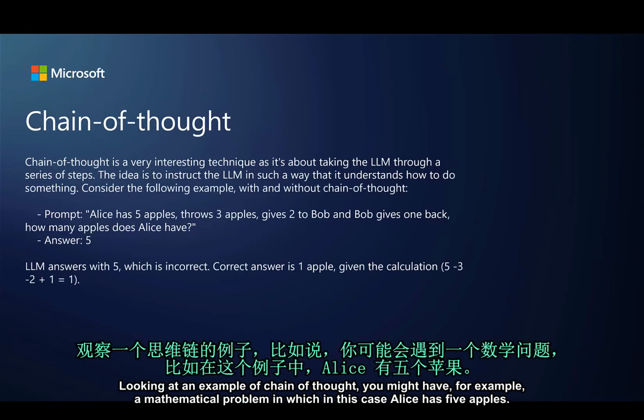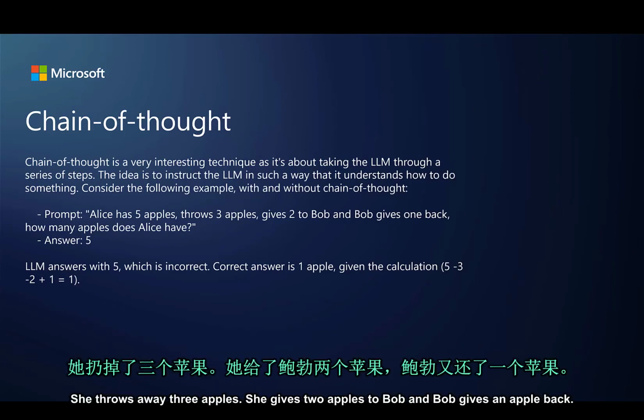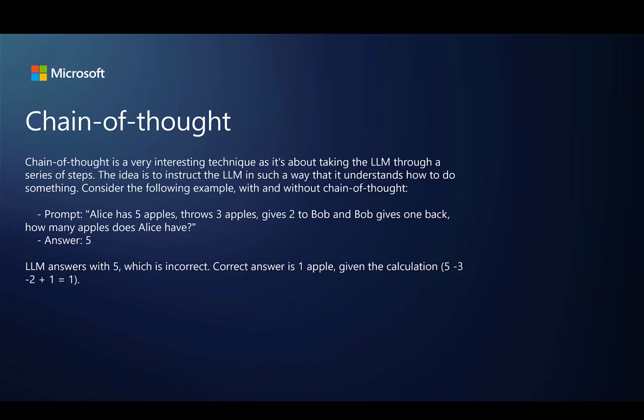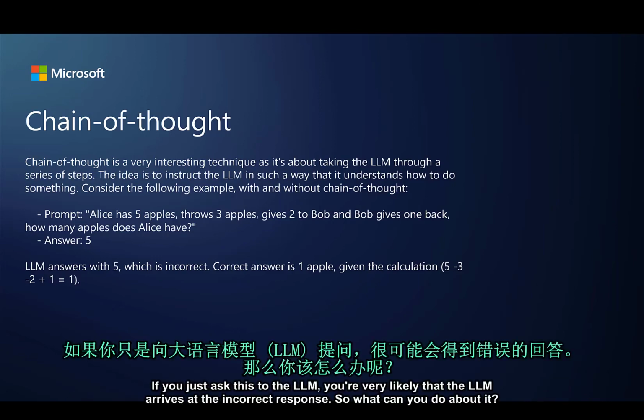Looking at an example of chain of thought, you might have, for example, a mathematical problem in which, in this case, Alice has 5 apples. She throws away 3 apples, she gives 2 apples to Bob, and Bob gives an apple back. If you just ask this to the LLM, it's very likely that the LLM arrives at an incorrect response. So what can you do about it?